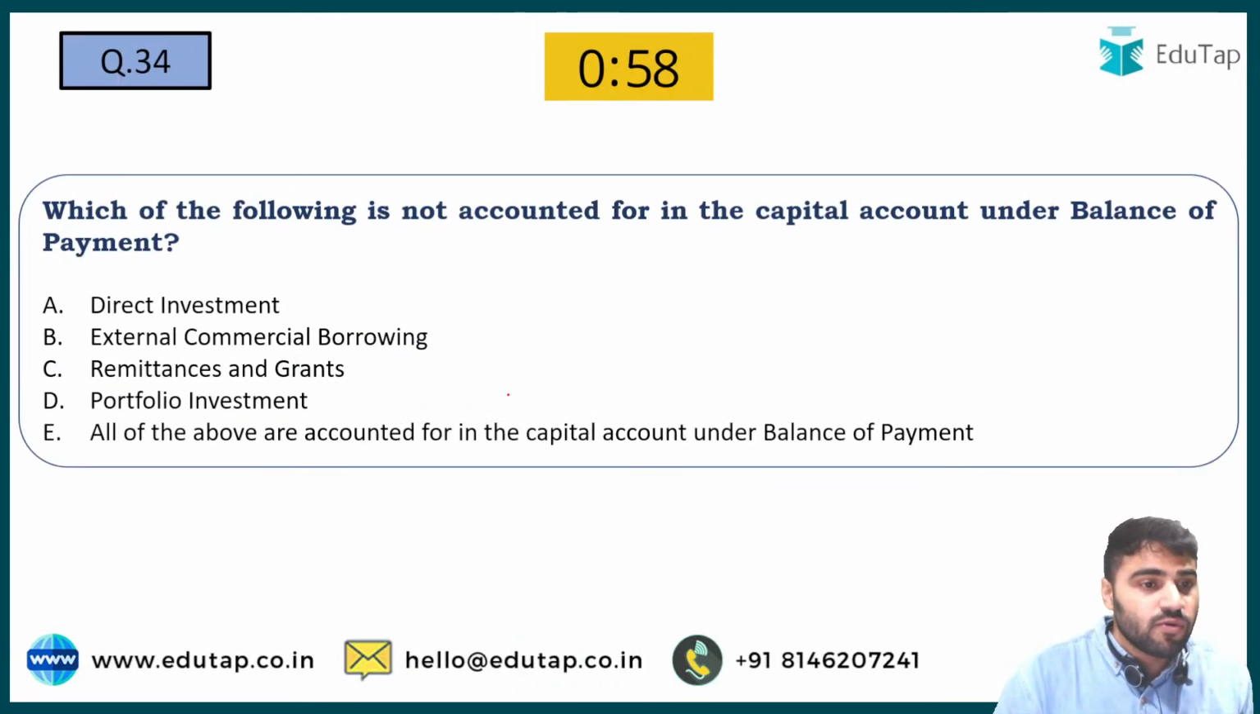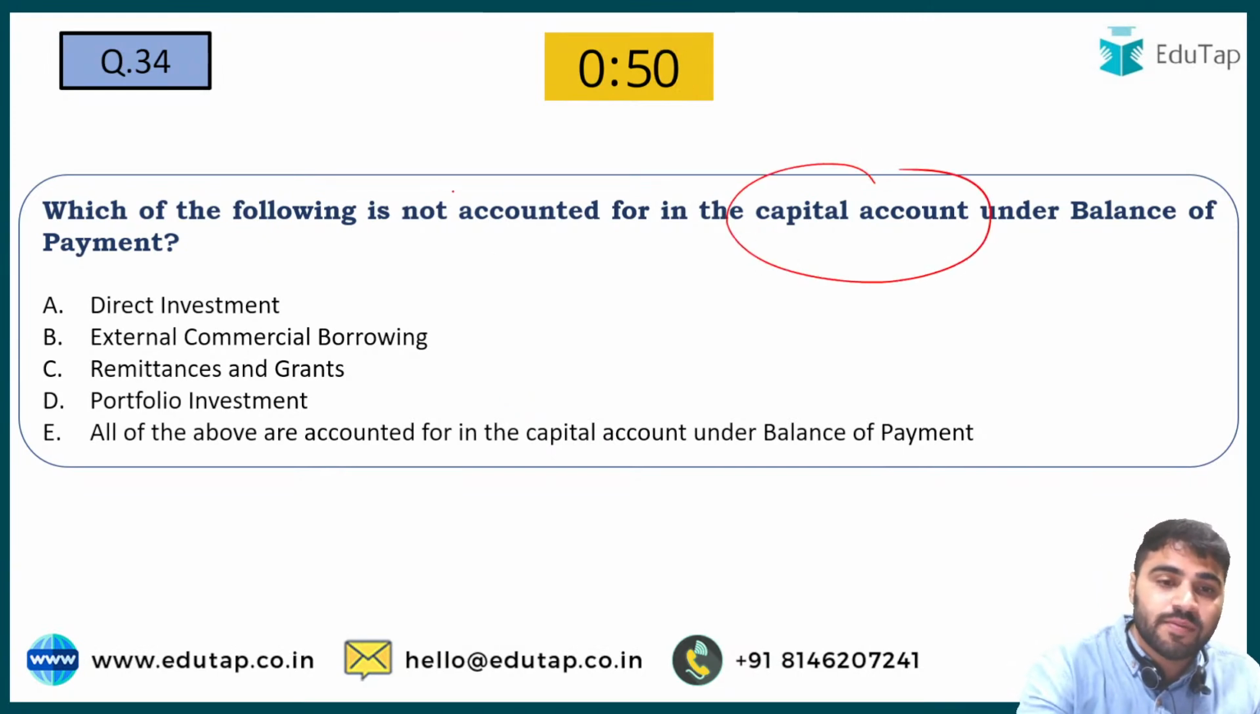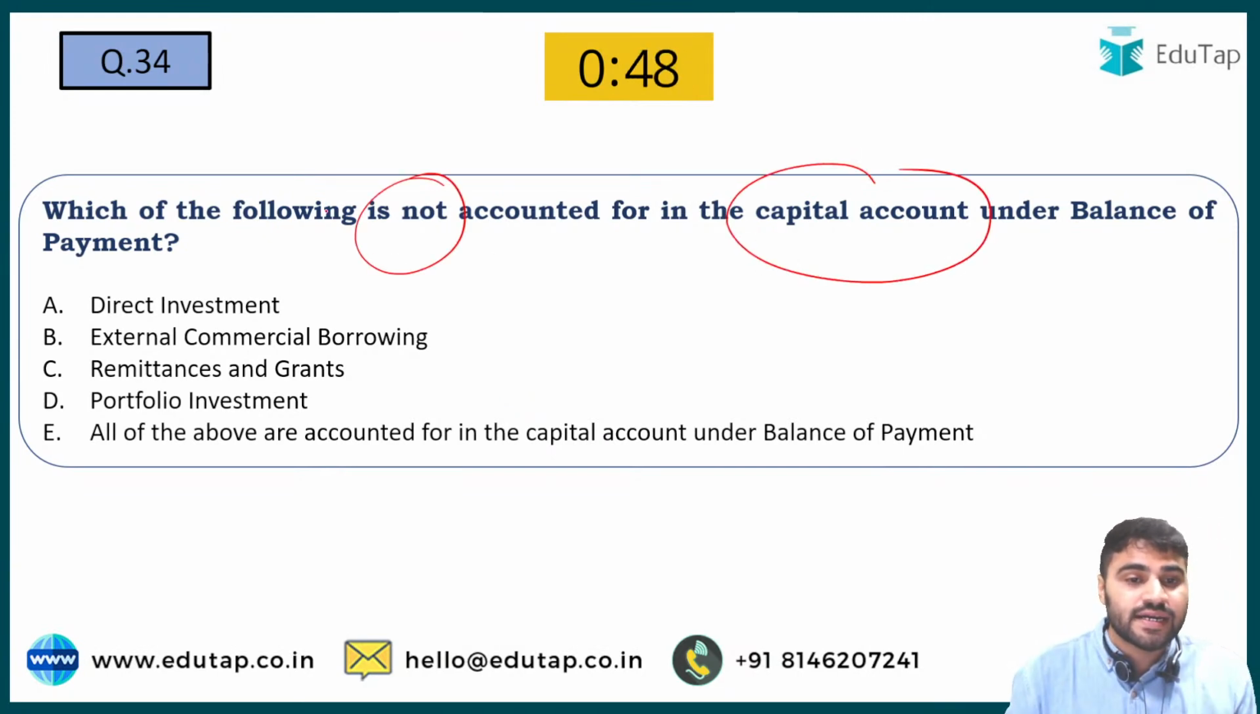Question number 34. Which of the following is not accounted for in the capital account under balance of payment? Guys, we are talking about the capital account of balance of payment and we are talking about the incorrect one, right? The options are direct investment, external commercial borrowing, remittances and grants, portfolio investment, or all of the above are accounted for in the capital account under balance of payment.